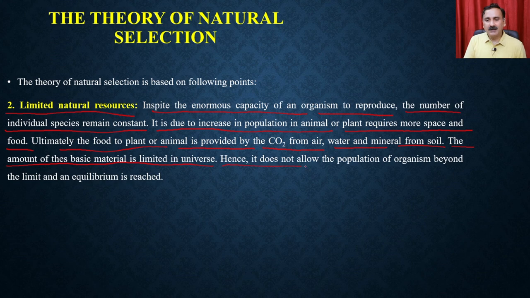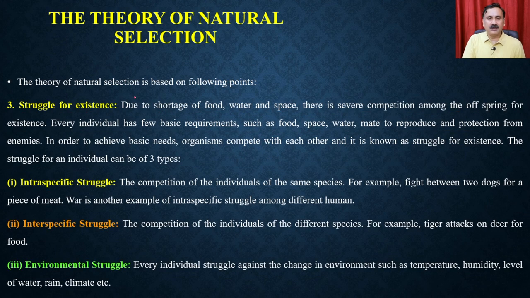So hence it does not allow the population of organisms to grow beyond the limit and an equilibrium is reached, right? An equilibrium is reached where you have the production of a few organisms and then you have the death of the same organisms. So because of that, there is a complete balance. How is that balance happening? That balance is happening because there is a struggle for existence.